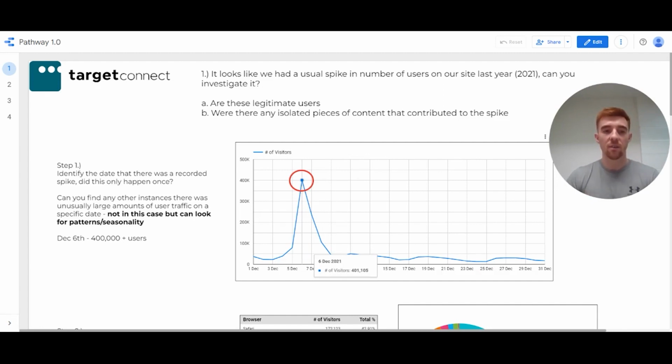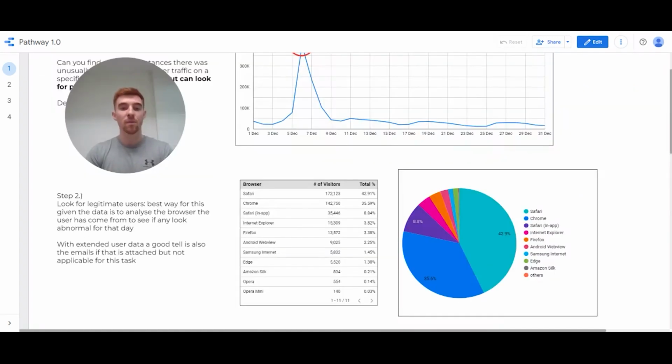Usually in this kind of scenario, we want to look for other instances that there were unusually large amounts of traffic as well. It's not in this case, but it's great to have a look for patterns and seasonality as well.